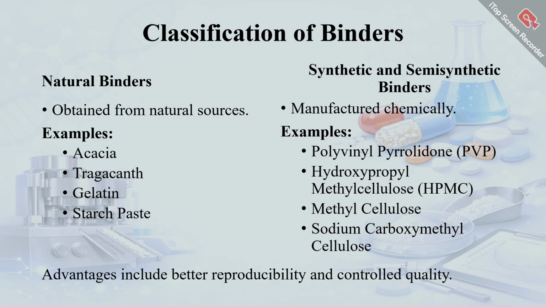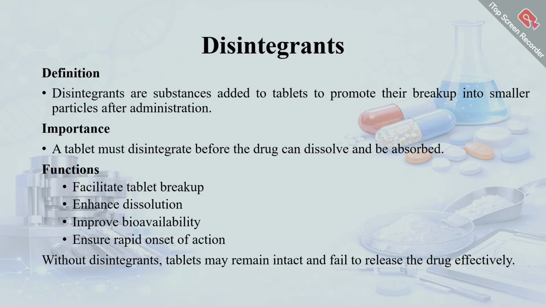Natural binders are obtained from natural resources. Examples of natural binders: acacia, tragacanth, gelatin, starch paste, etc. Semi-synthetic and synthetic binders are manufactured chemically. Examples of these are polyvinyl pyrrolidone, hydroxypropyl methyl cellulose (HPMC), methyl cellulose (MC), sodium carboxymethyl cellulose, carboxymethyl cellulose. Advantages include better reproducibility and controlled quality.